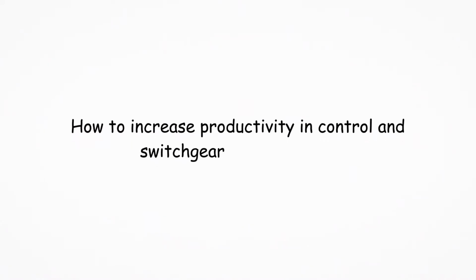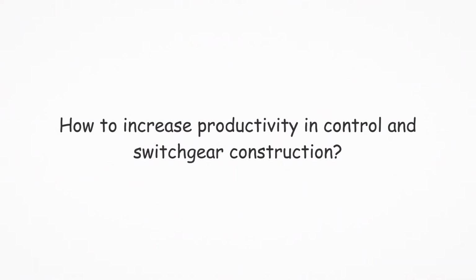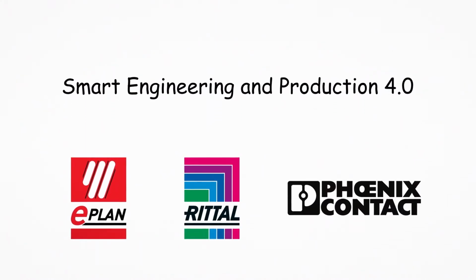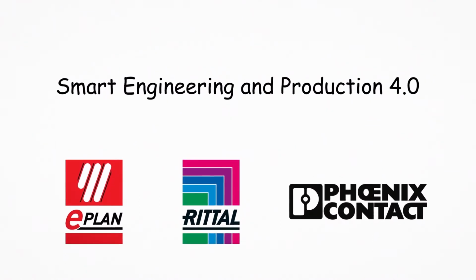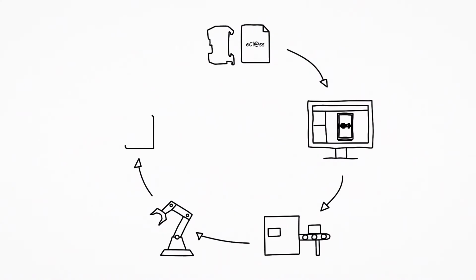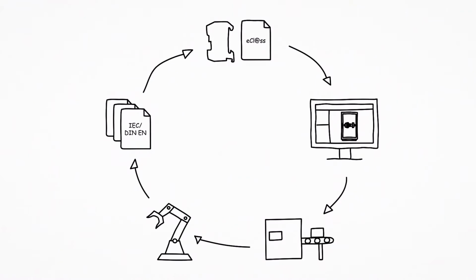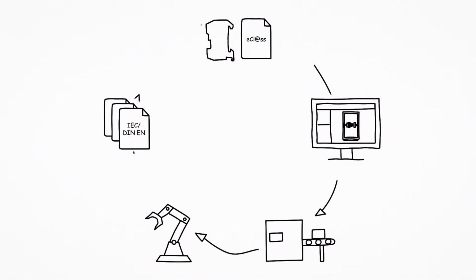How to increase productivity in control and switchgear construction. The Technology Network Smart Engineering and Production 4.0 from Eplan, Rittal and Phoenix Contact provides the answers. Smart Engineering and Production 4.0 demonstrates the consistent automated process that leads from the digital product through engineering and production to concepts for the digitalized standards testing of products.